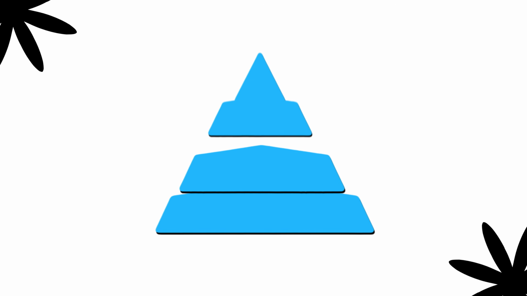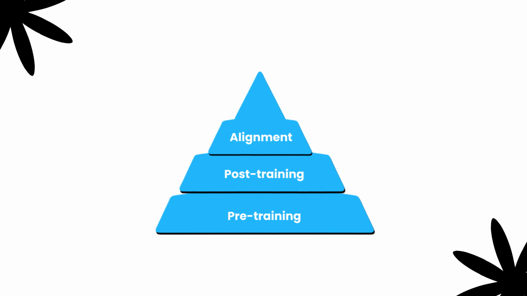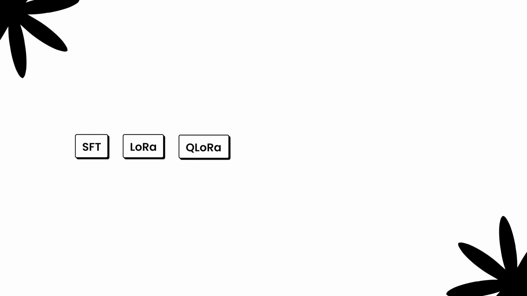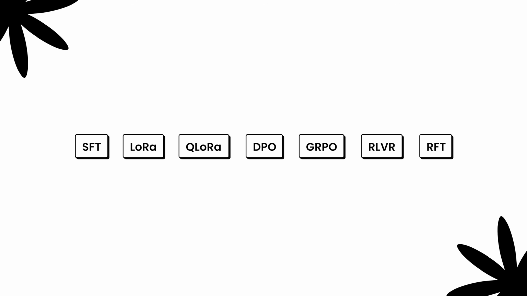And the good news is the whole thing collapses into three stages. So it's pre-training, post-training, and alignment. That's pretty much the entire map. Now, every acronym that you've ever tripped over reading it on LinkedIn, things like SFT, LoRA, QLoRA, DPO, GRPO, RLVR, RFT, slots into one of these three boxes.